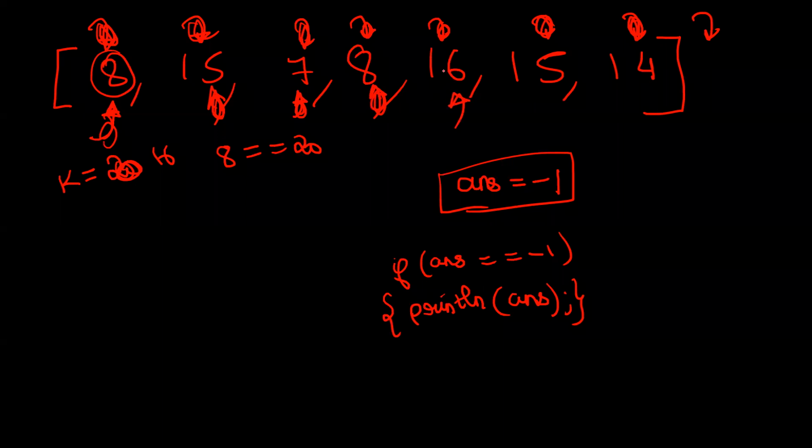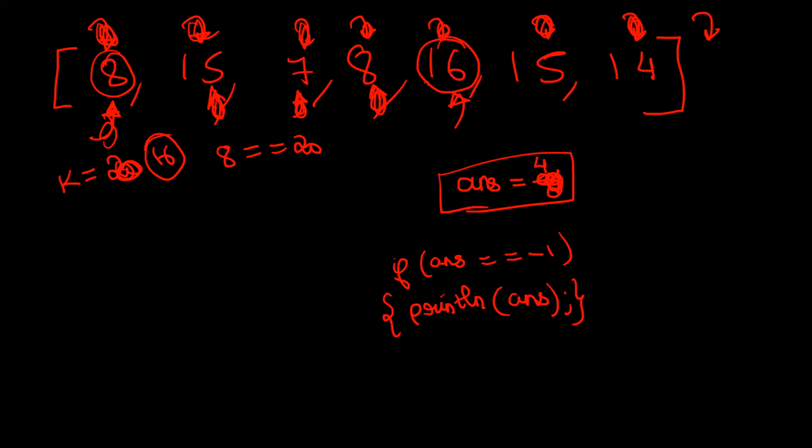Okay. Now, when I come to index 4, I see that 16 has matched with the target. So the moment you get a match, you will simply update your answer: answer is equal to I. And what is the value of I? 4. And I will simply break. Why am I breaking? Because I am interested in the first occurrence of target. So I will simply break out of my loop.